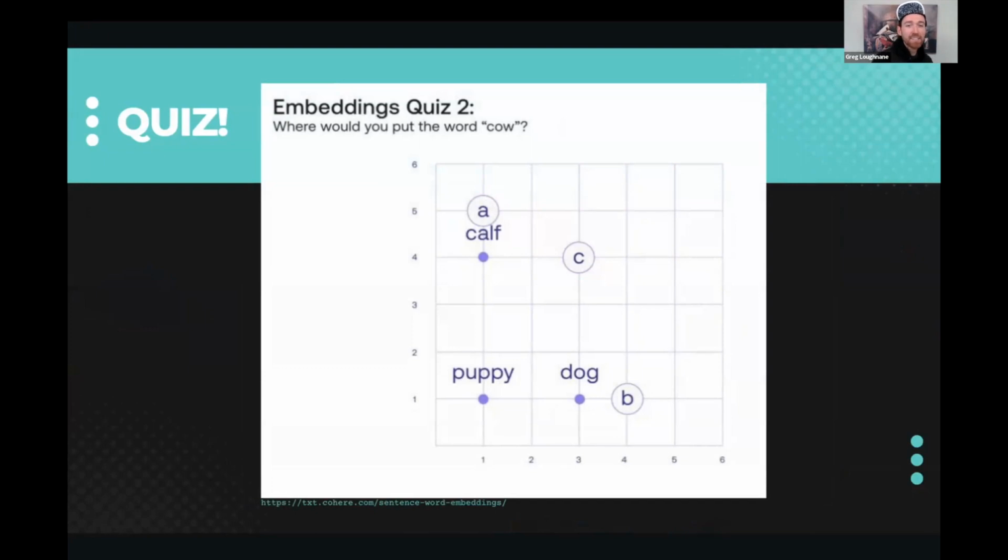A, we got A from Manny. Anybody else? C from Taz, C from Victor. The answer is actually C here, because puppy is to dog as calf is to cow. So you might actually say this is a dimension of age. Maybe this is a dimension of size or height or weight.